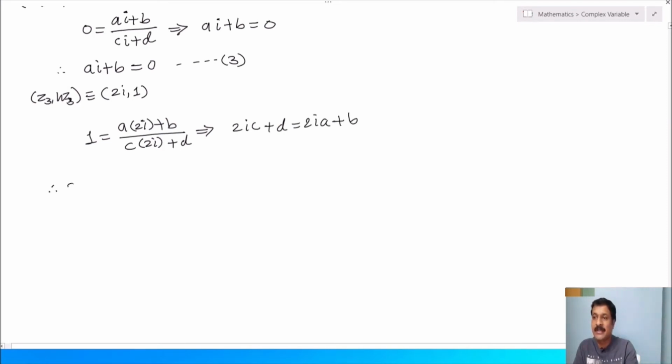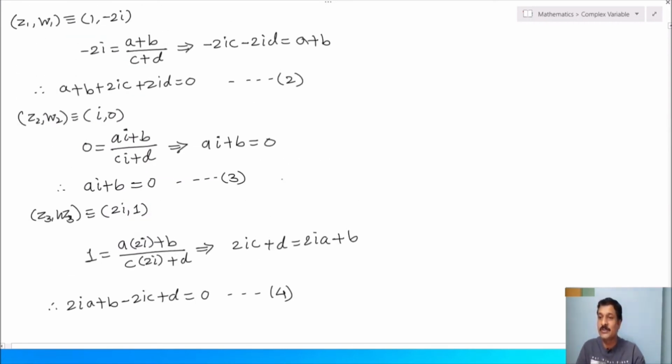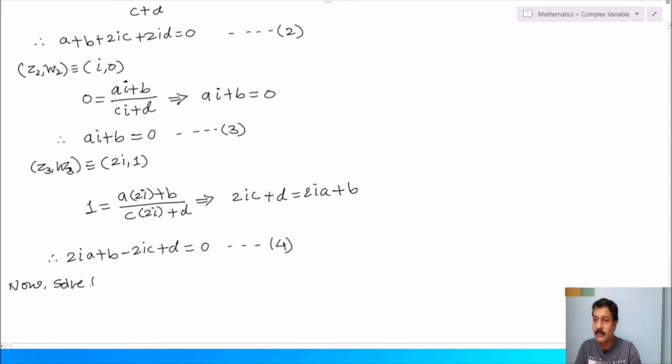So that is why I am getting the next equation: 2iA plus B minus 2iC plus D equal to 0. This is equation number 4. Now solve the equations 2, 3 and 4.